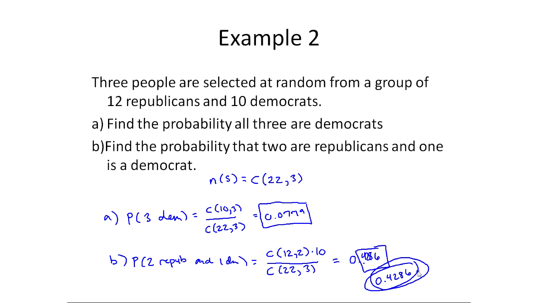So more likely means there's a higher chance of it happening, right? And so it's more likely that I'll have 2 Republicans and 1 Democrat, a mixed group. And that makes sense because most of the group, a little more than half, is Republicans. Whereas to pick all 3 Democrats would be much lower, since not a majority of the group is Democrats. But as you can see, what I'm doing is essentially a counting problem. So my goal every time I approach a probability question is to count the sample space and count the event.